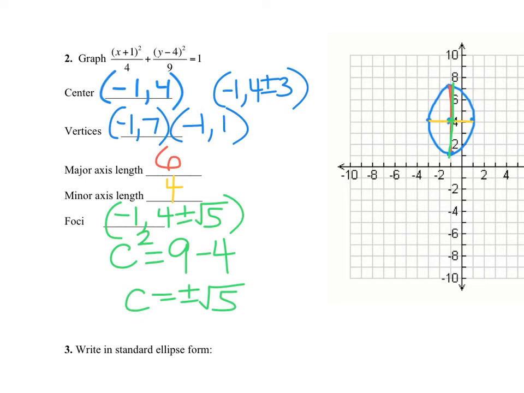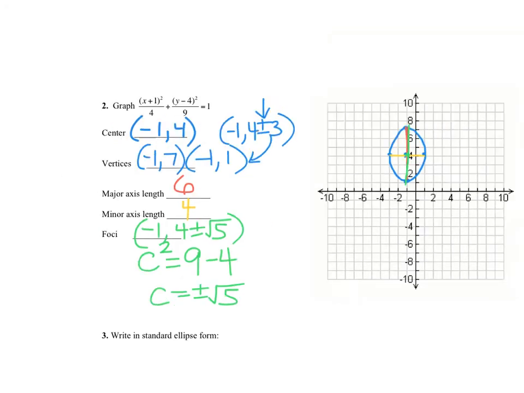The -1, 4 plus or minus 3. That was for my vertices. So I took -1, 4, and my vertices are 3 up and down, so they're only affecting the y coordinate. The x coordinate didn't change, not for vertices, not for foci. They're all in that same -1.